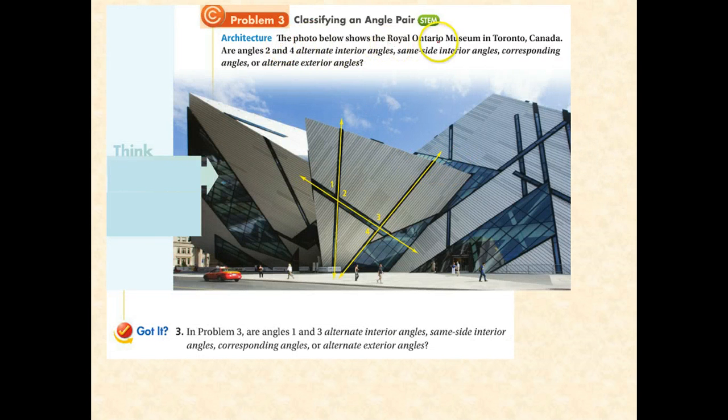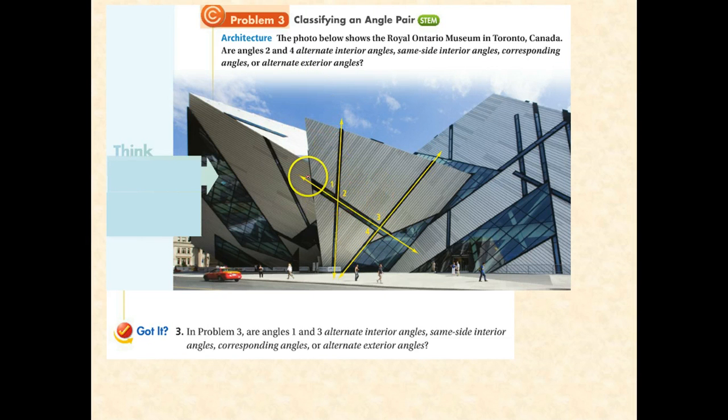This photo shows the Royal Ontario Museum in Toronto, Canada. Cool, Canada.